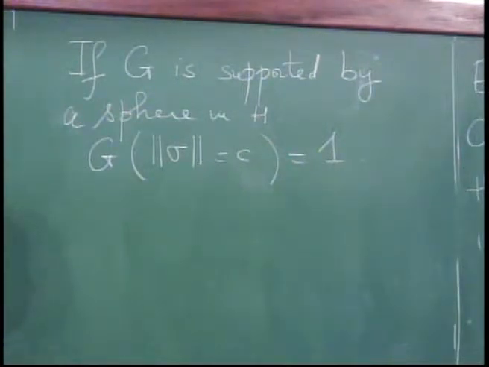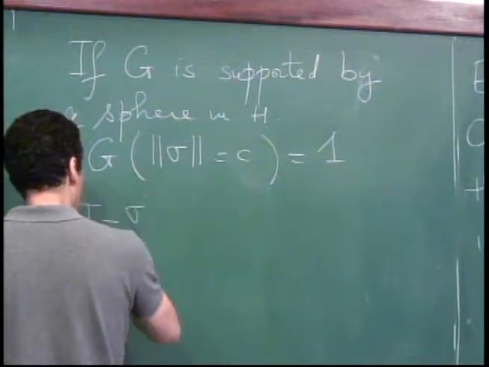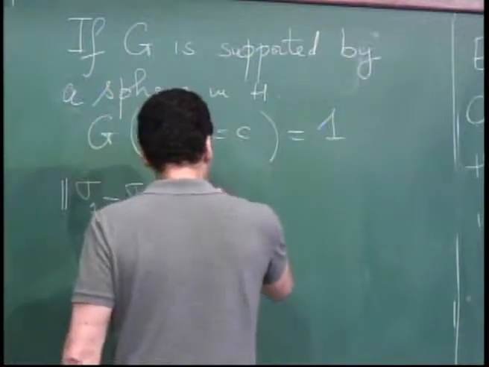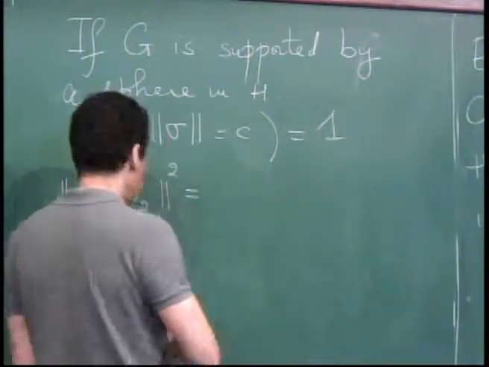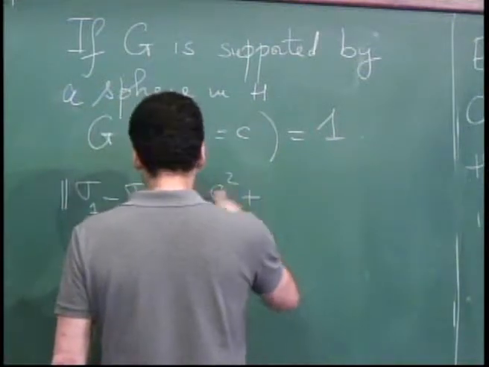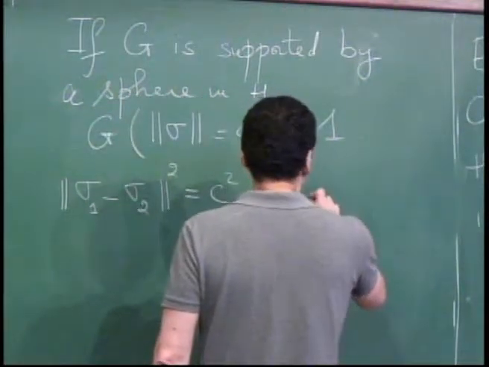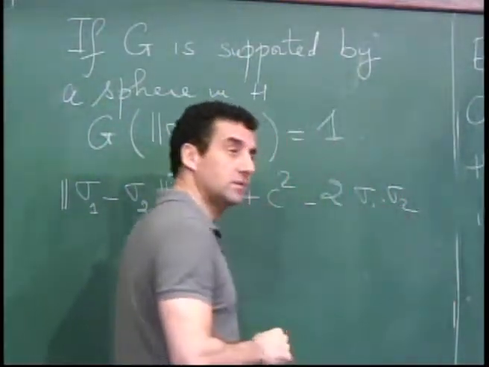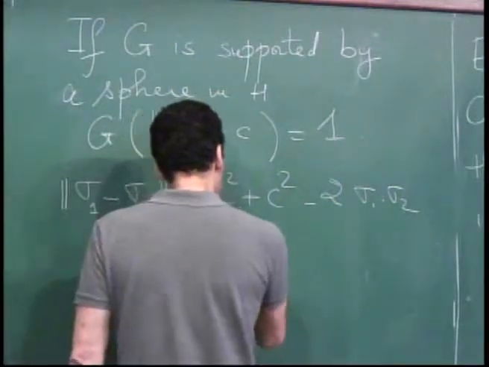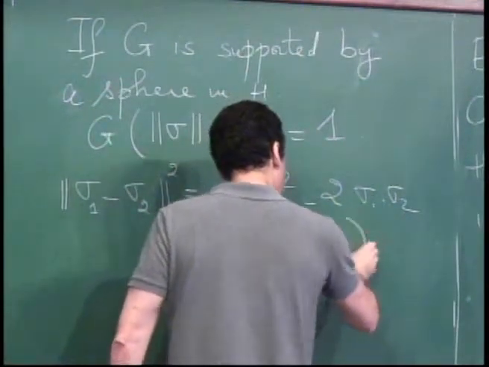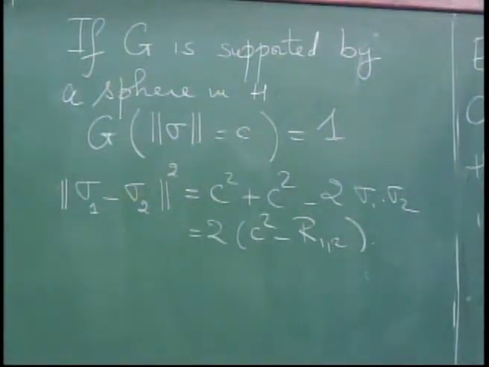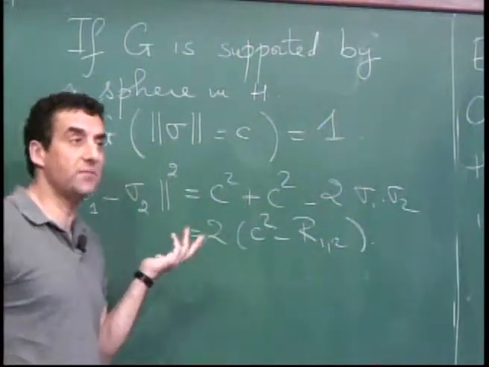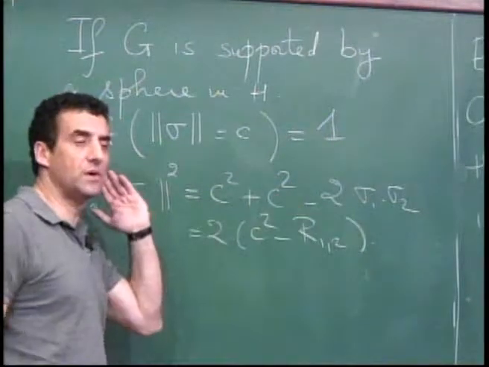Then, of course, it's easy to compute the distance between two objects. So let's say 2 points. The distance square, if you want, is sigma 1 squared, which is C squared, plus sigma 2 squared, which is C squared, minus 2 sigma 1 sigma 2, which is the overlap. So it's simply 2 times C squared minus the overlap. Okay, so knowing the overlap, we will use this thing constantly, and I've already said that many times. The overlap and the distance are essentially the same thing. So knowing the overlap is knowing the distance.